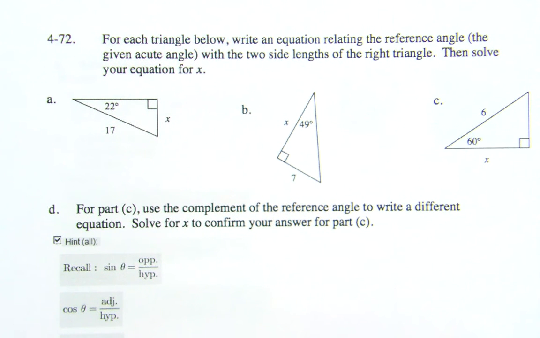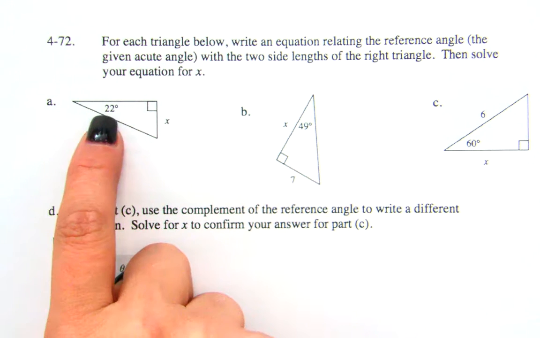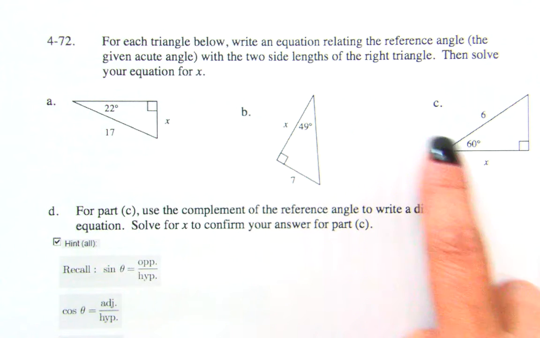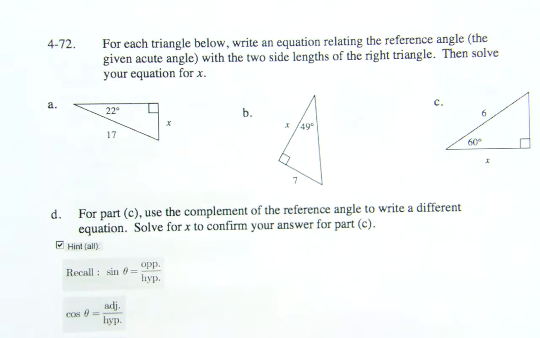Okay. Now, to begin with, we last left off our lesson with sine, cosine, and tangent, and learning how to actually use all three of those together. And then 72 says, for each triangle below, write an equation relating the reference angle, the acute given angle, so 22 degrees in this case, 49 degrees in the next one, and then 60 degrees for the third one, and the two sides, and then solve the equation for the variable that we have.